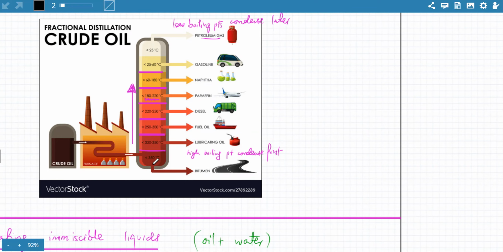At the bottom, there are trays over here, high boiling point things, they condense first. And things that have very low boiling points, they're not going to get condensed. So they're going to be collected at the top as gases. And gradually, different things, because the temperature keeps dropping as the vapor rises. So different things at different points are going to condense. And you need to know the uses of these different things.